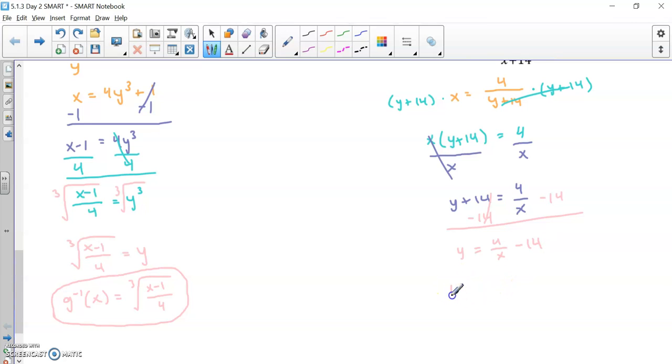We're pretty much done here, but I'm just going to write it in the proper notation with the inverse thing. And now I am done. That is my final inverse.